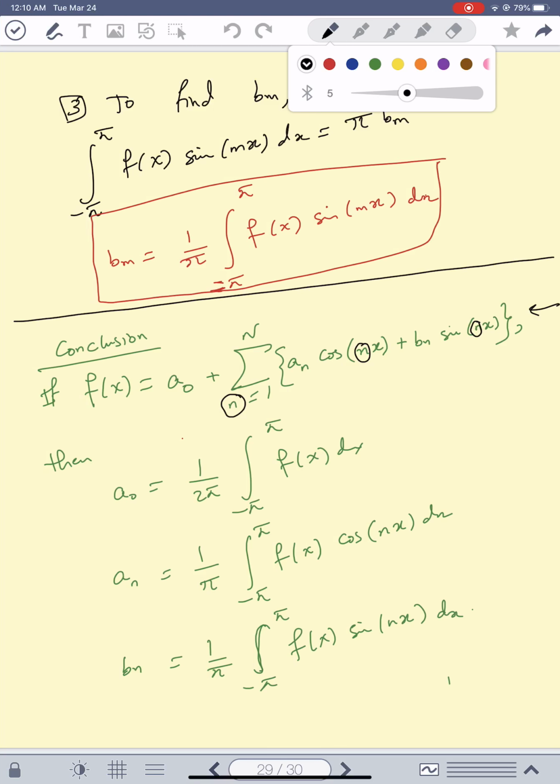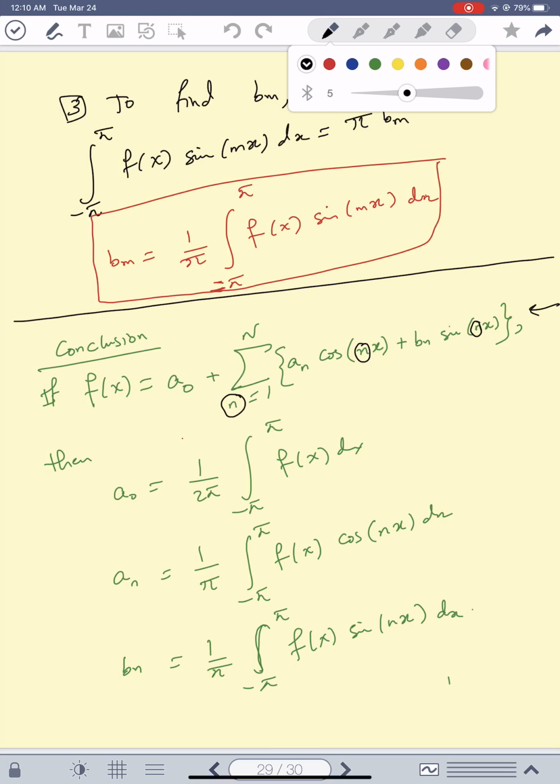The an is the coefficient of cosine nx. So when you say a1, that is the coefficient of cosine 1x. In this example, what's the coefficient of cosine 1x? It's 3. For example, what's a2? That's the coefficient of cosine 2x. We don't have it. a3, we don't have it.